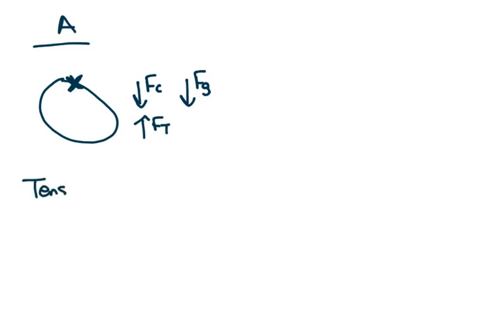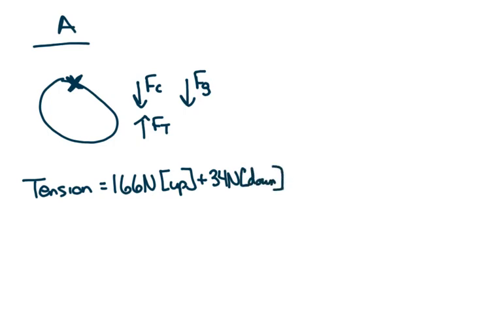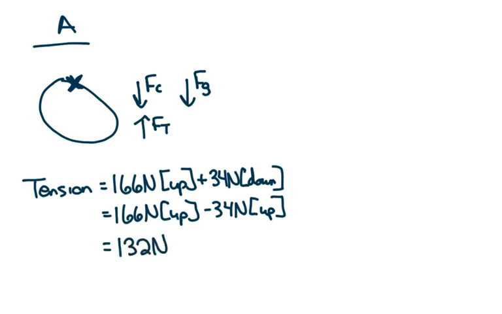So to find the total tension at A, we have 166 newtons, which is now acting up, plus our 34 newtons of gravity, which is acting down. We need to change the sign to get consistent directions. Which will give us a tension of 132 newtons at position A.